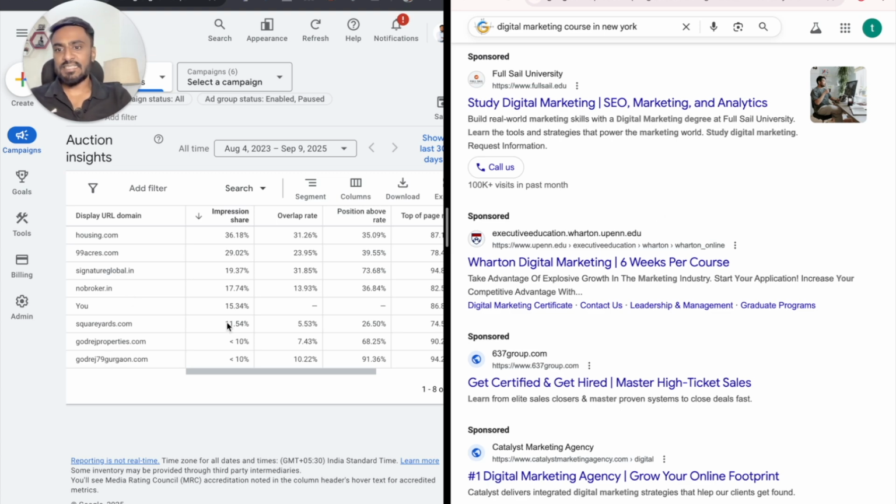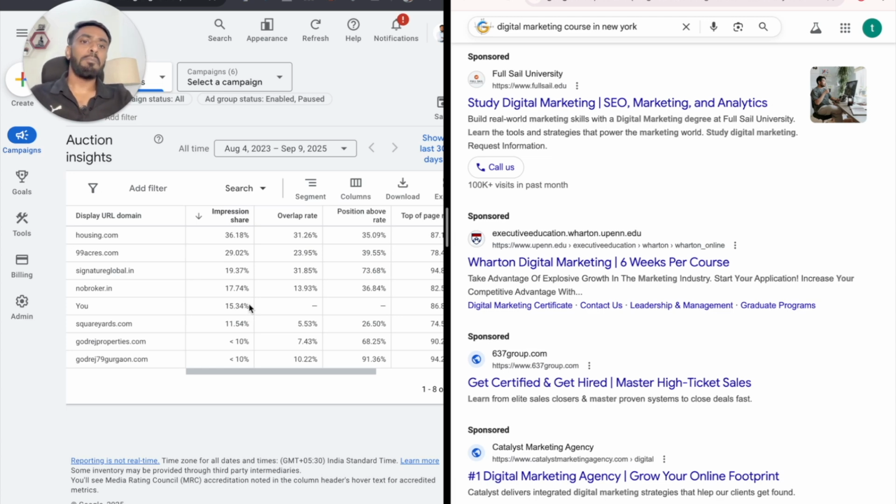So here, if you can see, the impression share is 15.34%, which means that I was allowed to show the ads to 100 people, but my ad was only visible to 15 people. That's why my impression share becomes 15%.